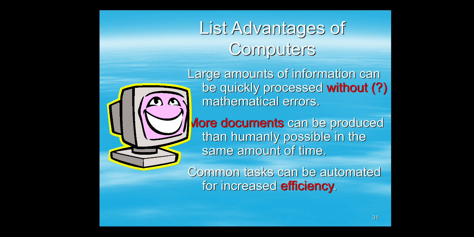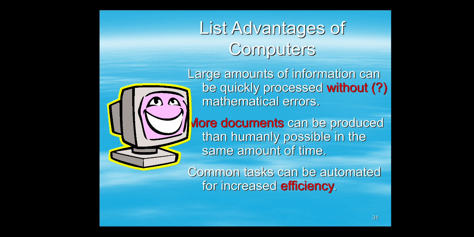And then second advantage is more documents can be produced than humanly possible in the same amount of time. So if you use computer software, you can print the ledger, the journal at any time, very quickly. But if you record it manually, you have to open the book, you check the page number, you check the reference number, so it takes a longer time. But using software, it can be done very quickly.